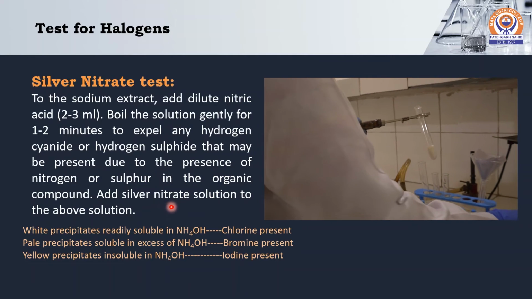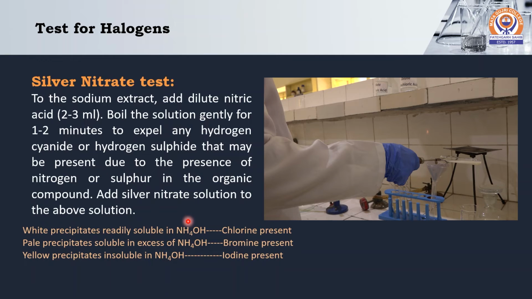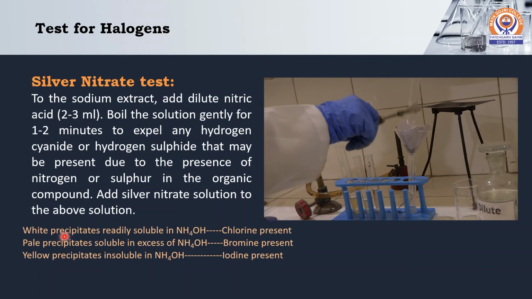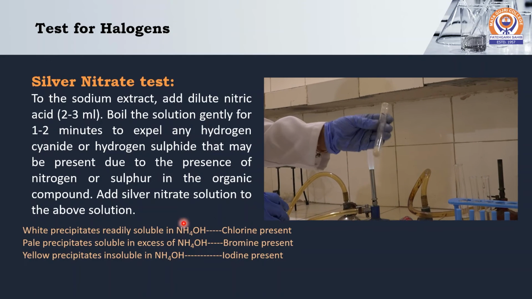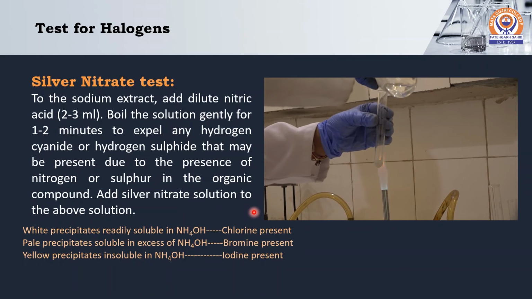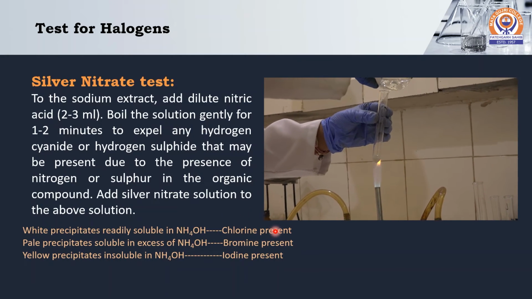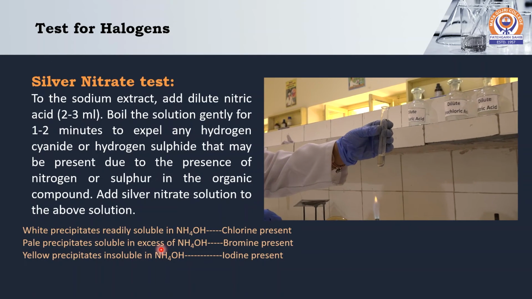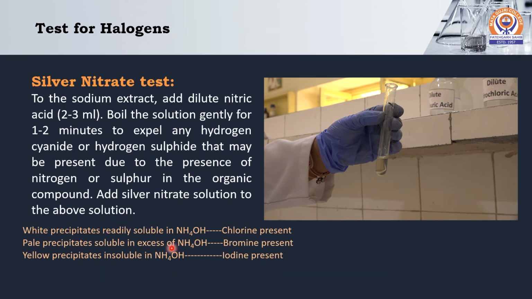We will filter these precipitates and then try to dissolve them in ammonium hydroxide. If they are readily soluble in ammonium hydroxide, then chlorine is present. If we obtain pale yellow precipitates which are soluble in excess of ammonium hydroxide, bromine is present. If yellow precipitates are obtained which are insoluble in ammonium hydroxide, iodine is present.